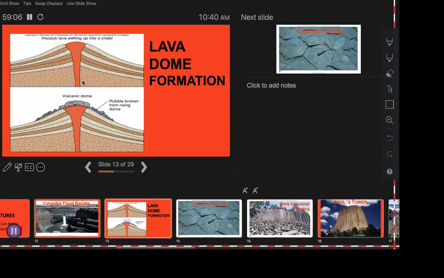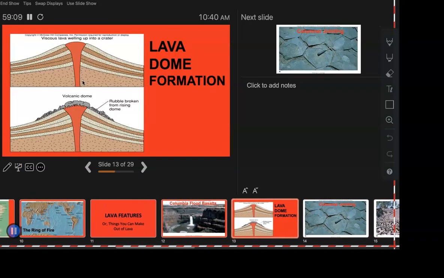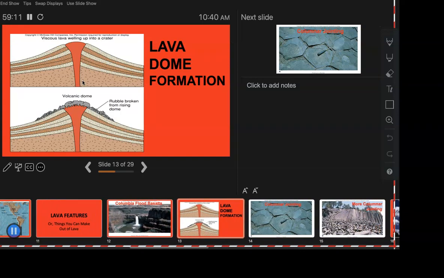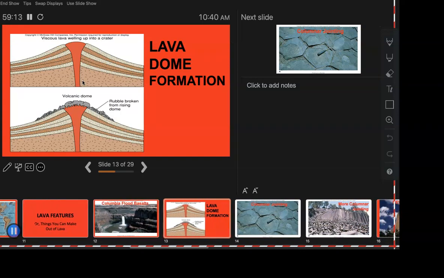Devil's Tower. All right, lava domes. A lava dome is basically when the volcano seals itself off. As the name implies, it's dome-shaped. And you might be thinking, oh, cool, good, seal that sucker up. That's better for us. Yeah, it's not.